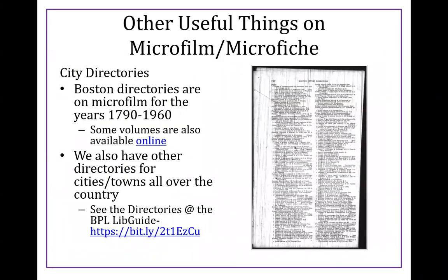So just a few other useful things that we have on microfilm and microfiche that you might want to look at for genealogy research. One of the most widely used collections are the city directories. We have a collection of Boston city directories on microfilm that cover the years 1790 to 1960. So it's not for every year, particularly early on. They did not publish it every year. A lot of these volumes have also been digitized, and you can see them online.